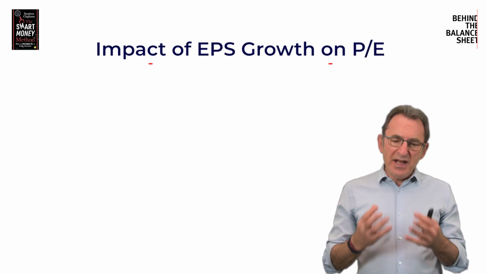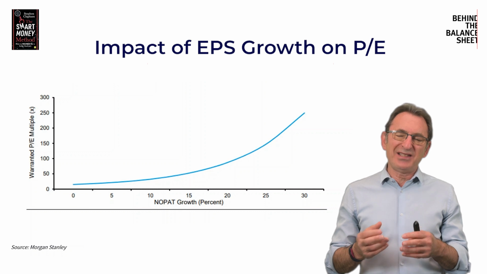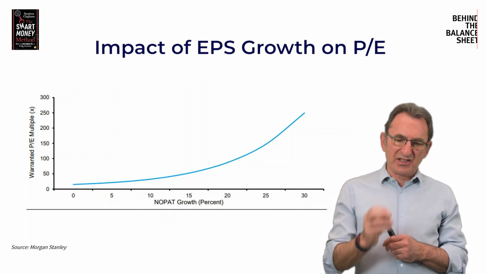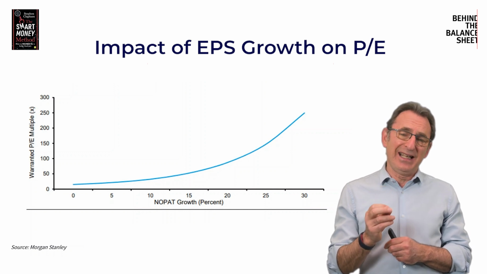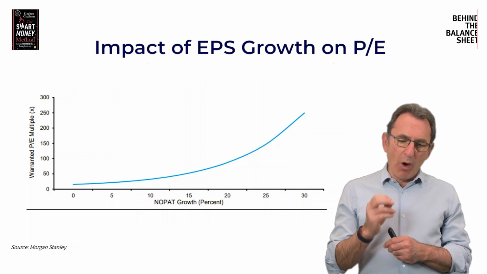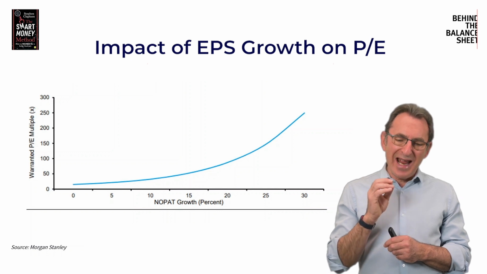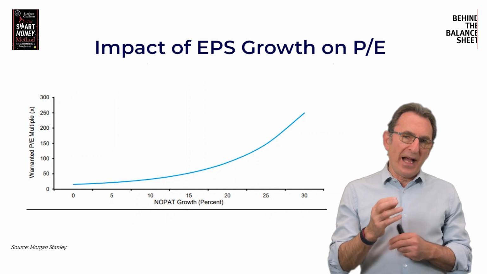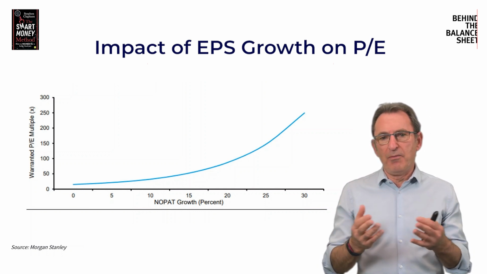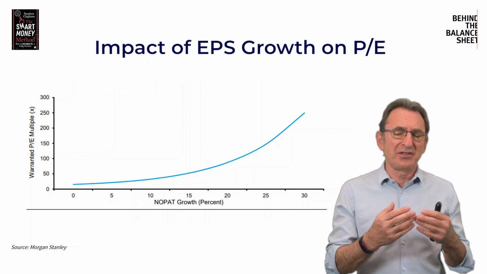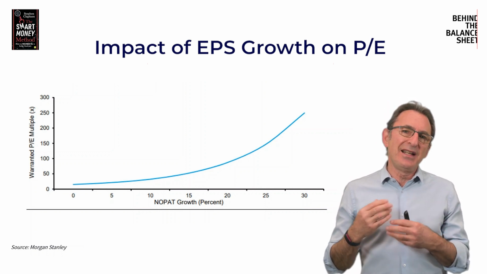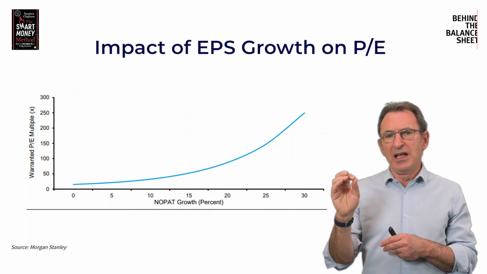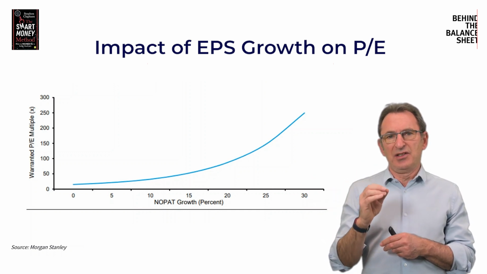And the reason for this is the PE multiple is incredibly sensitive to growth. And this is a slide from Morgan Stanley, actually, showing the warranted PE multiple as you increase the growth rate in that NOPAT measure. NOPAT's a very simple measure. It's not shown in the accounts, but something you can easily calculate. It's the net operating profit after tax. So you simply take the operating profit, or EBIT, and you apply the company's tax rate to that.